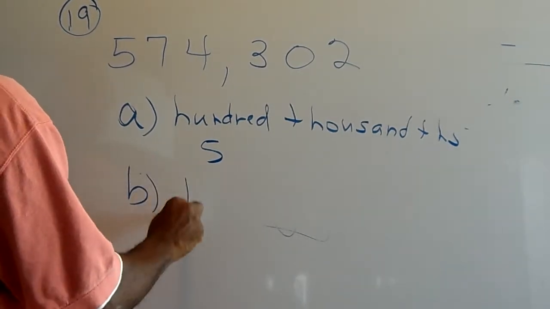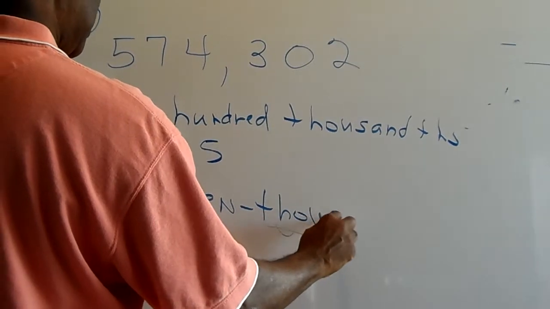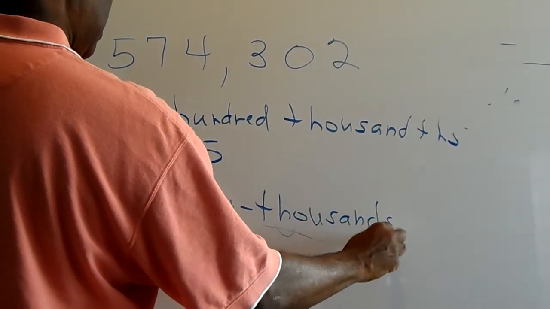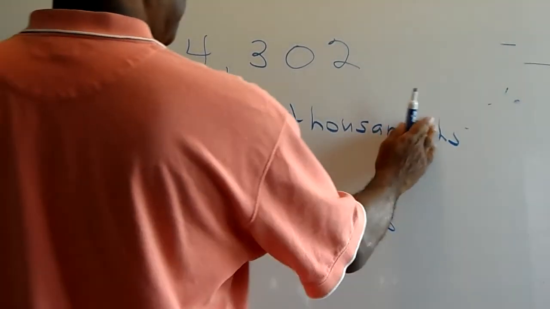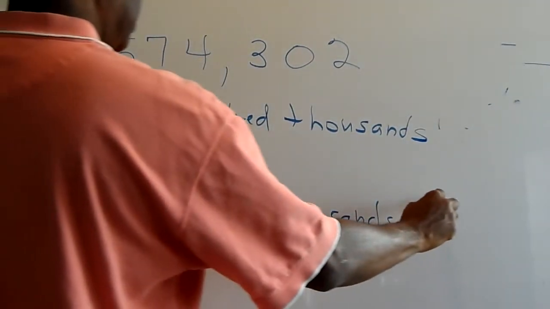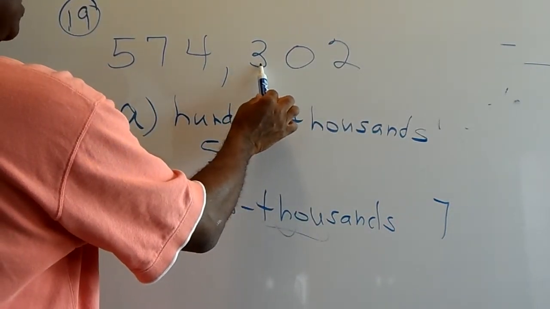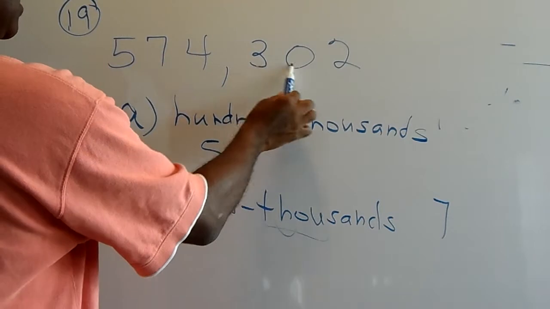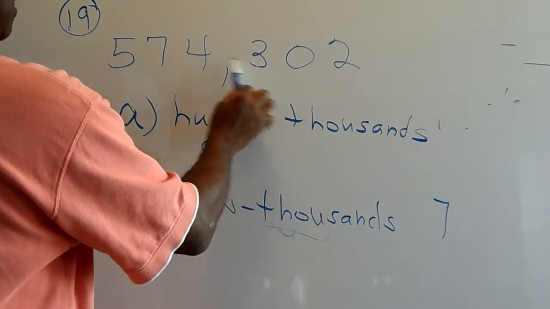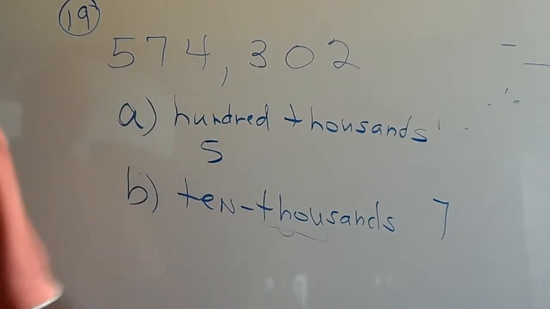And B, the 10,000s position. The 10,000s position would be 7. Remember, ones multiply by 10. Tens multiply by 10. 10 times 10 is 100. 100 times 10 is 1,000. 1,000 times 10 is 10,000. 10,000 times 10 is 100,000. Okay, remember the digit position values.